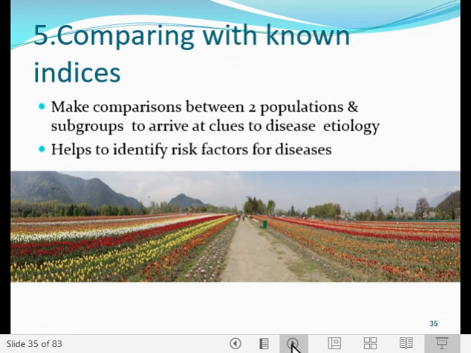Then comparing with known indices, that is you make comparison between the two population subgroups so that you find out clues to the disease etiology. It also helps in identifying risk factors of the disease. So, what is the meaning of etiological factors and what is the meaning of risk factors? If the etiologic factor is exposed to both the persons, but if one person has a risk factor, then that person is more likely to get the disease. So, that is a risk factor.